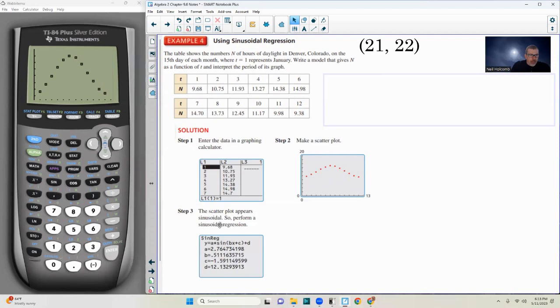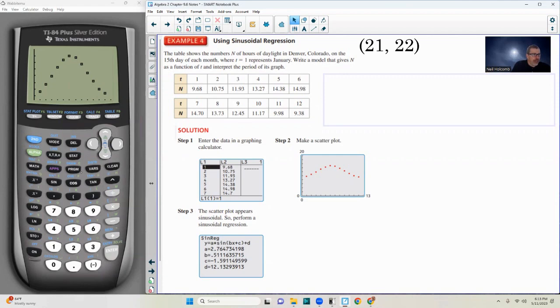The scatter plot appears sinusoidal. Why? Why is it sine and not cosine? Here's the y-axis. It's coming down to 0. So if it's 0 at the median line, then it's a sine. So we're going to do a sine regression.